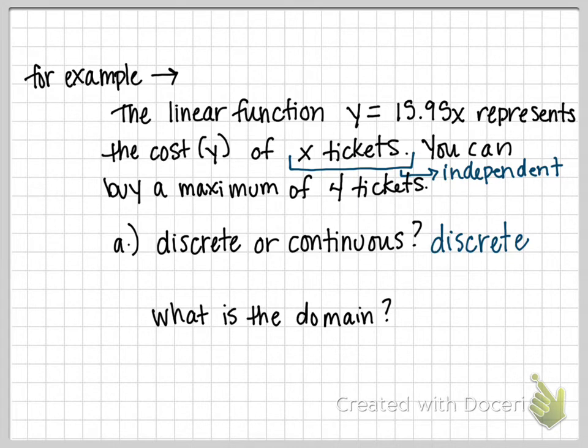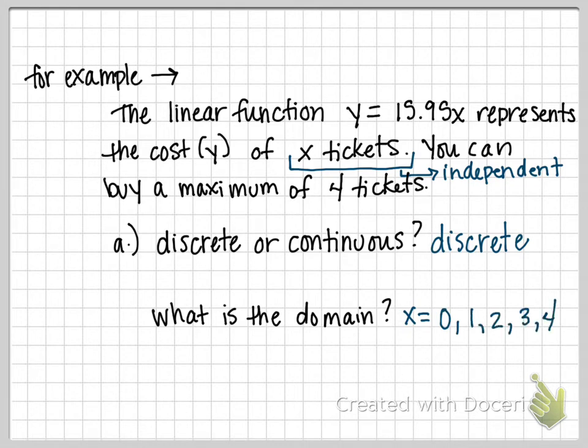Okay, then they ask you what is the domain. So the domain is what values could we have of x? There's only 5. What is the domain? How many tickets could we buy? 4 or less, yeah, but can we go less than 0? No. So what's our domain? 0 to 4. Yeah. So we would say x equals 0, 1, 2, 3, 4.